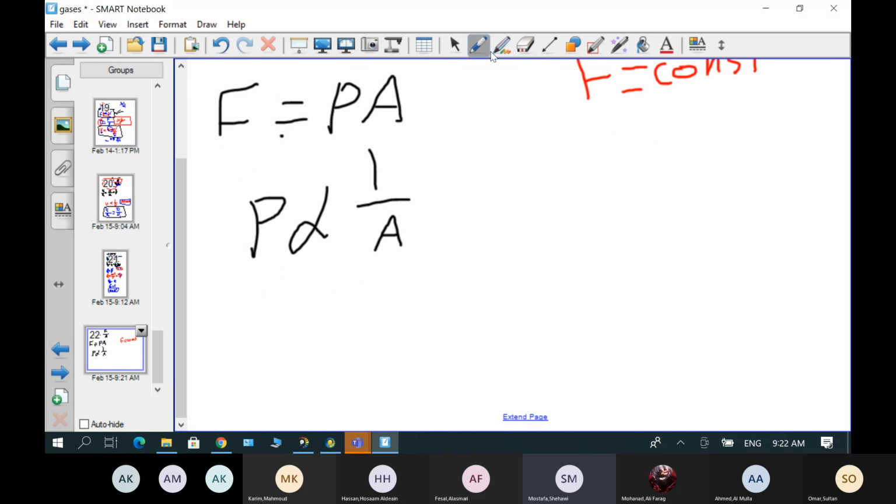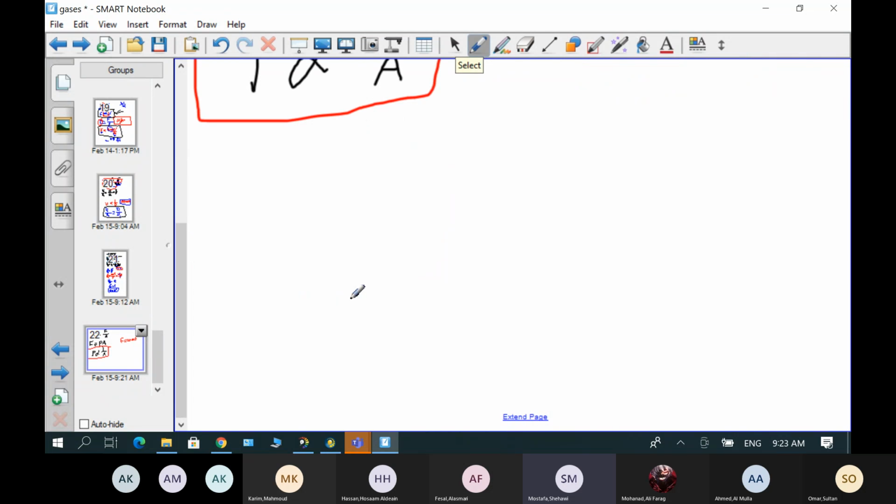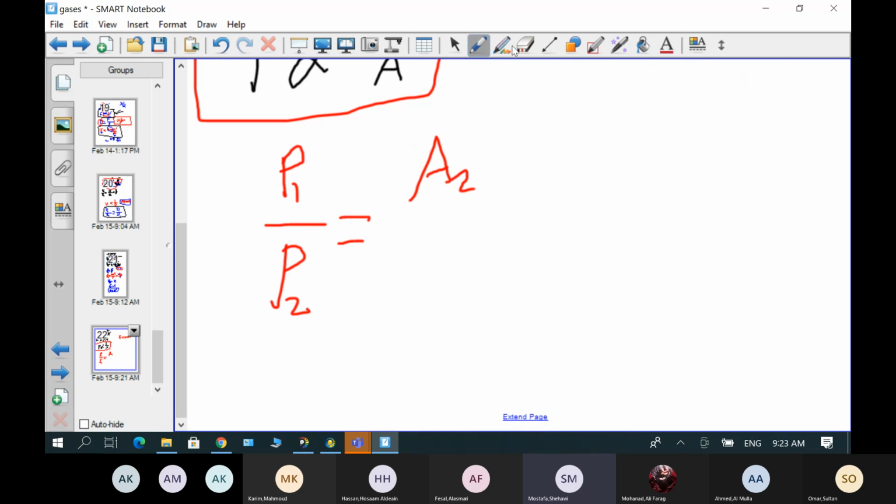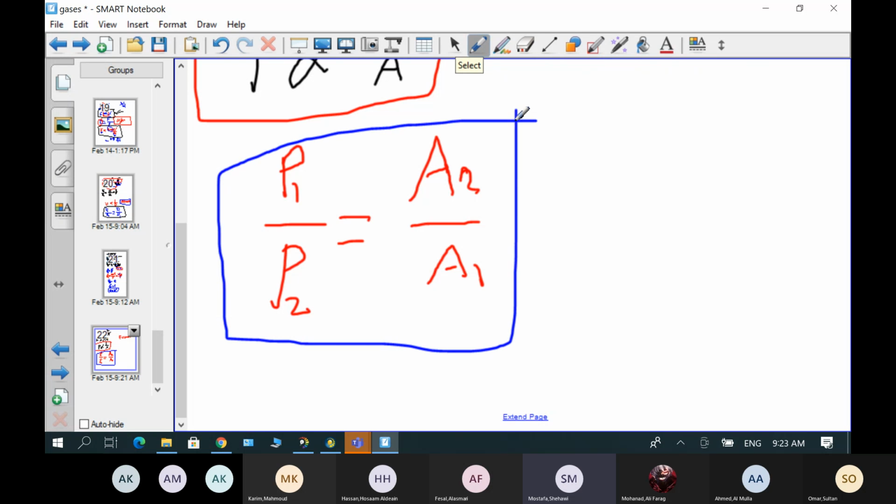From that I could say, this is a very important relationship. Because they are inversely proportional, P1 over P2 equals A2 divided by A1. This is how to deal with inversely proportional situations. You can directly use that relationship if you have the same force.